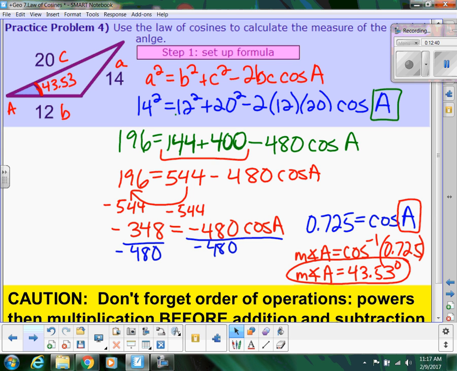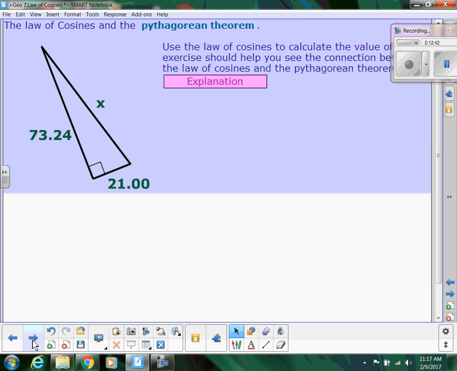All right, so we've done one of each. I actually want to do one other one, and this is another side angle side situation, but notice which angle we have. So I wanted to do this one so you could see the connection between this law of cosines and the Pythagorean theorem.